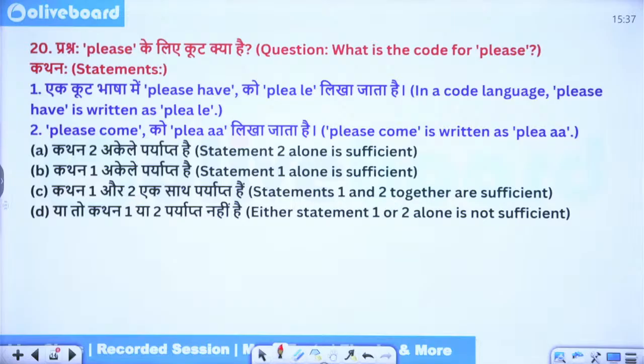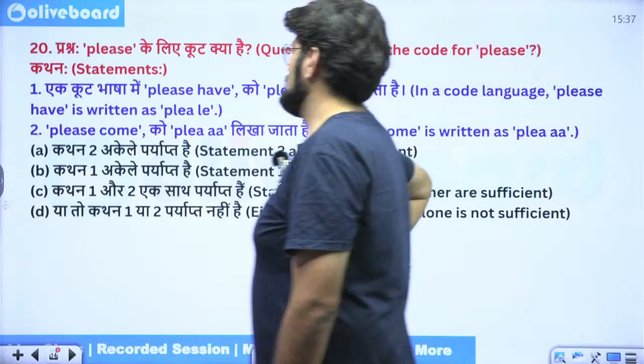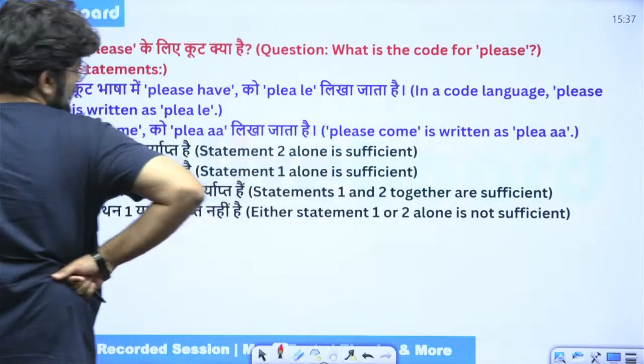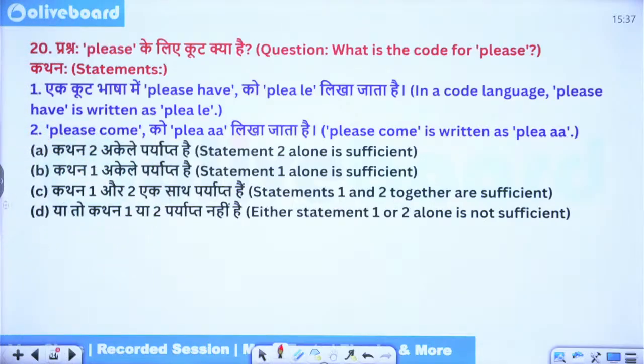So I think again the same thing will happen here. Okay, same thing will happen here. Both together will be sufficient to answer the question.